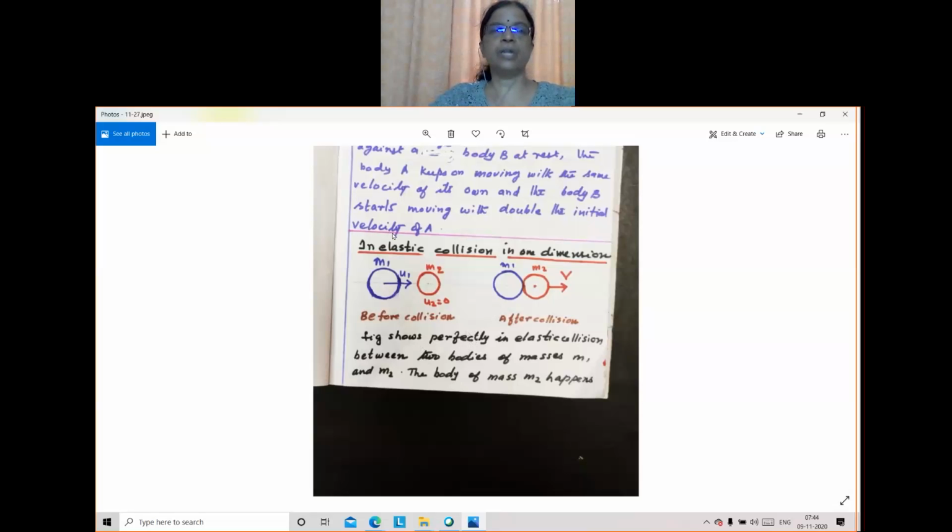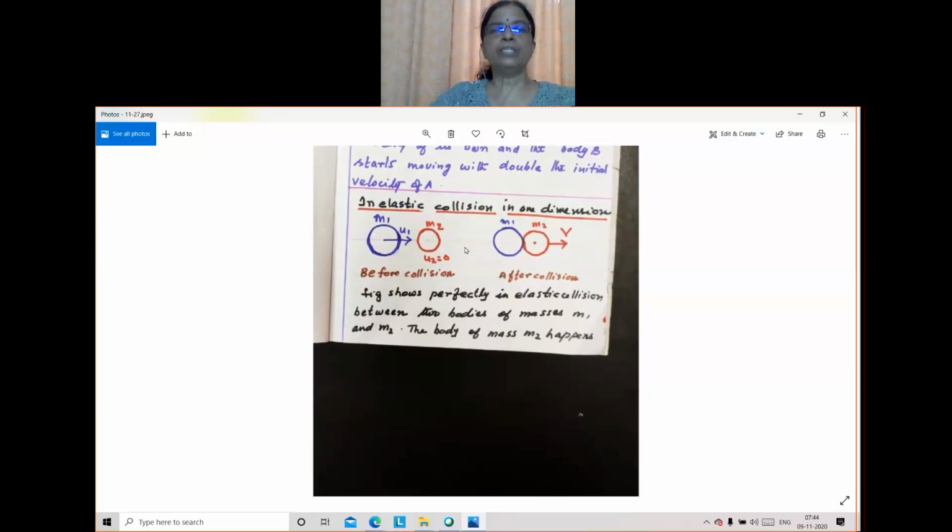Such a collision is known as inelastic collision, and in one dimension means that after collision also they move along the same straight line, not deviating from the direction. Before collision, as shown in the figure, consider a body of mass m1 and another body of mass m2, with different masses, and initially u2 is 0.